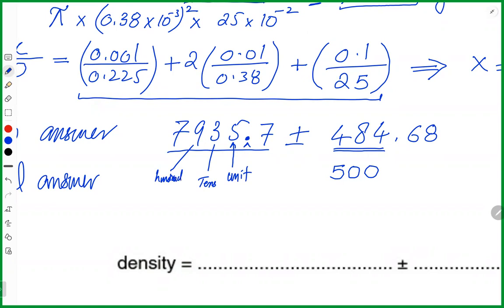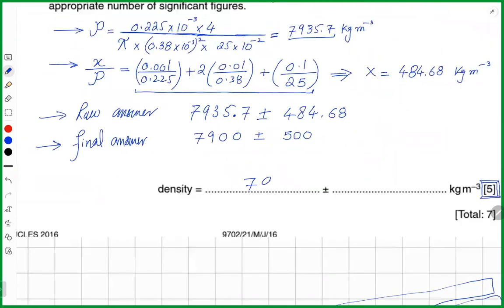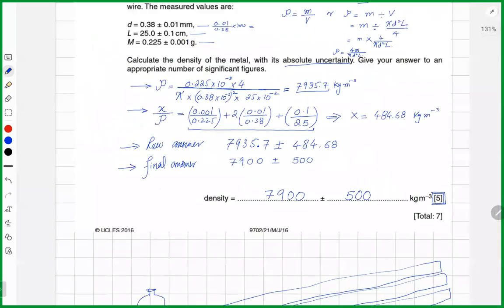So which position is at hundreds? 9. So that means we have to round it off at 9. What is the number next to 9? 3. So that means we will be ignoring any value after 9, it will just go away without changing anything. So it will be 7900 plus minus 500. That will be my final answer.